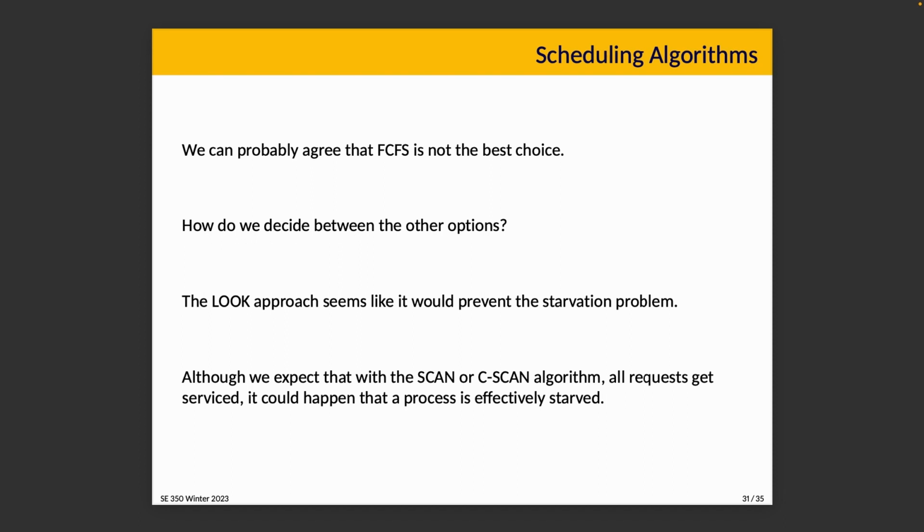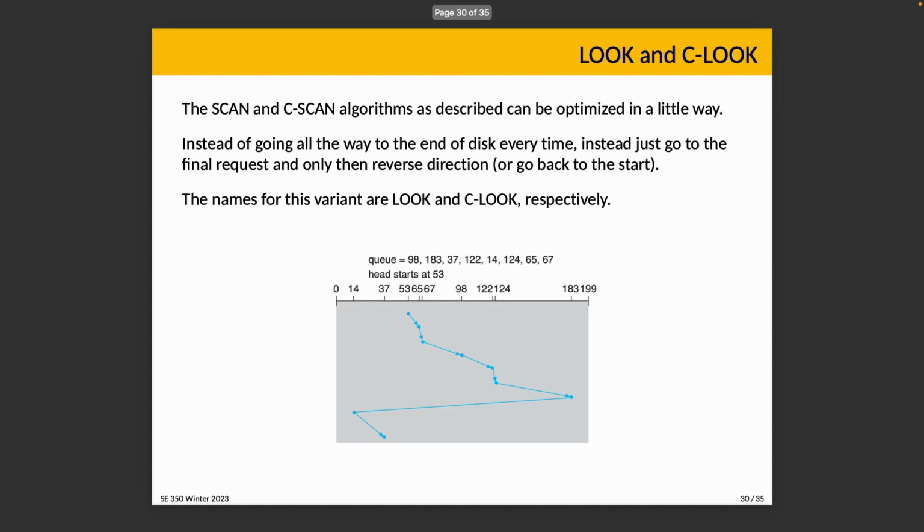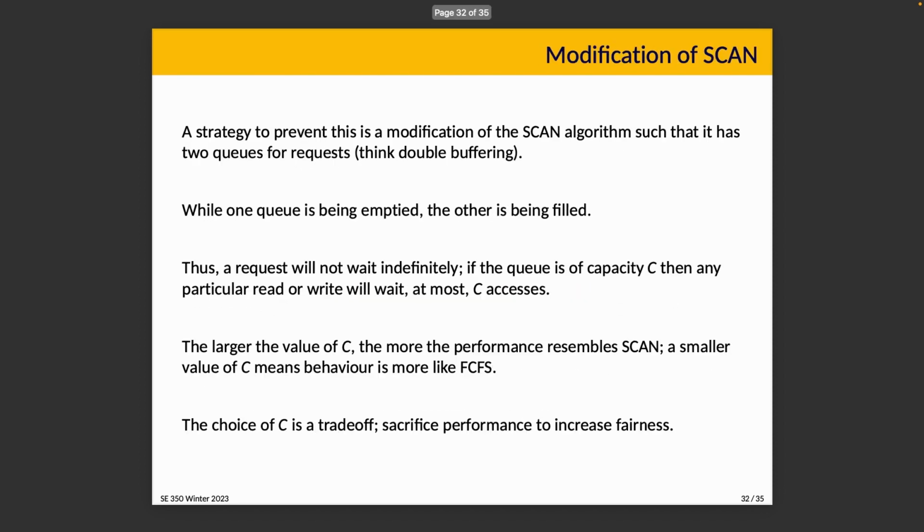Although we can expect that with scan or cscan, all requests get serviced, but there is a potential that a process is effectively starved because its request at the end of the disk is constantly postponed as more and more requests come in, right? And when we talk about this, if we're scanning up from 0 and there's a request at 189, and requests keep coming in between here and there, well, we're going to keep stopping on our way to do those. So things that are far away from the disk head might have to wait an absurd amount of time to get their turn.